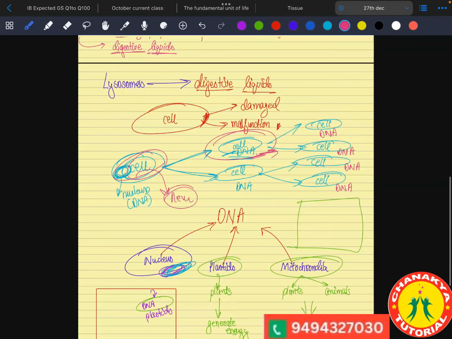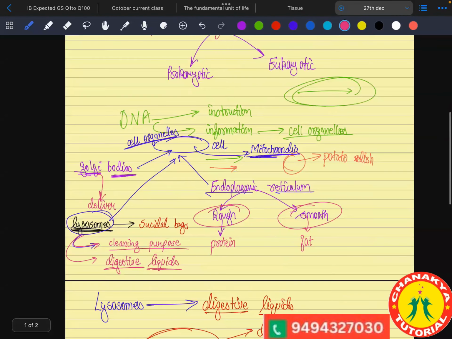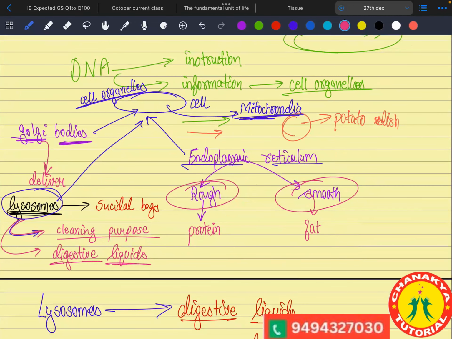Okay. Any more doubt? Are you clear why lysosomes are called a suicide bag? I have taken an analogy of why something is called a suicide bag. Okay, the same is the function here also.